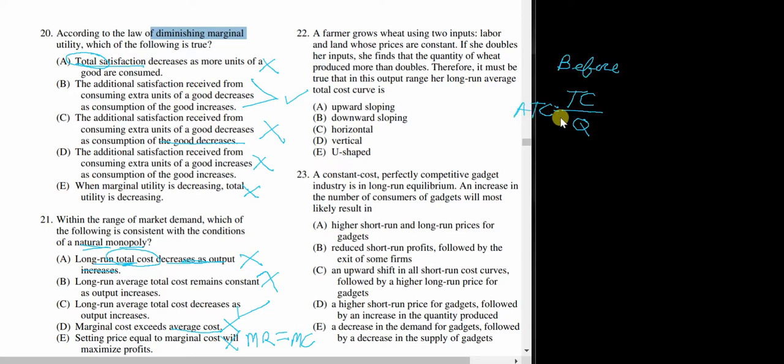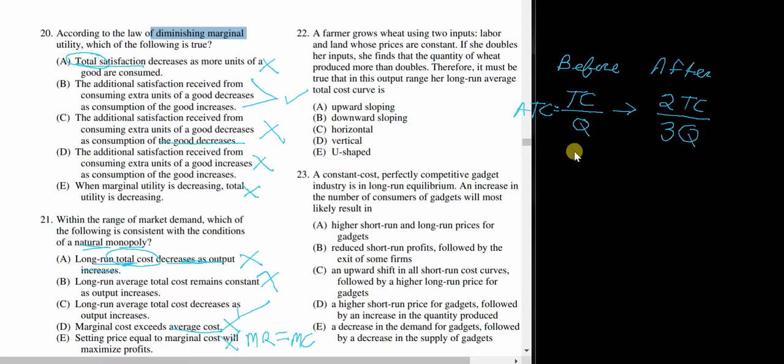All right, so we know that before anything happens, she has an average total cost curve, which is the total cost divided by the quantity. So she finds out that she doubled her inputs, so the total cost went to twice of what it was, and her output more than doubled. So I'll just put in, 3Q.